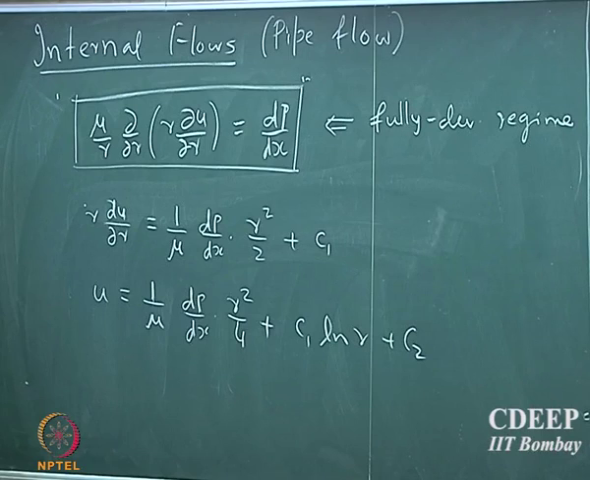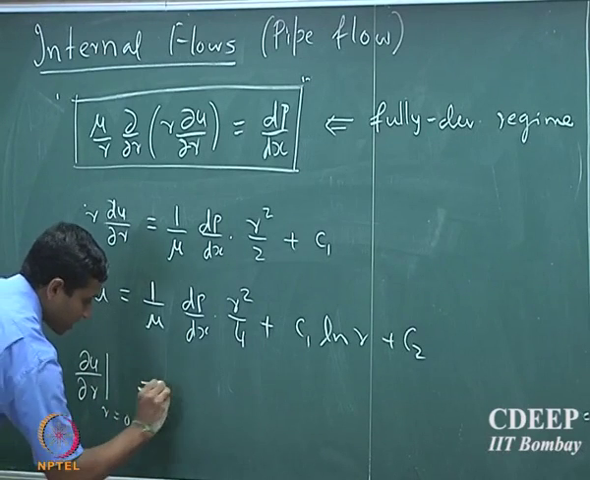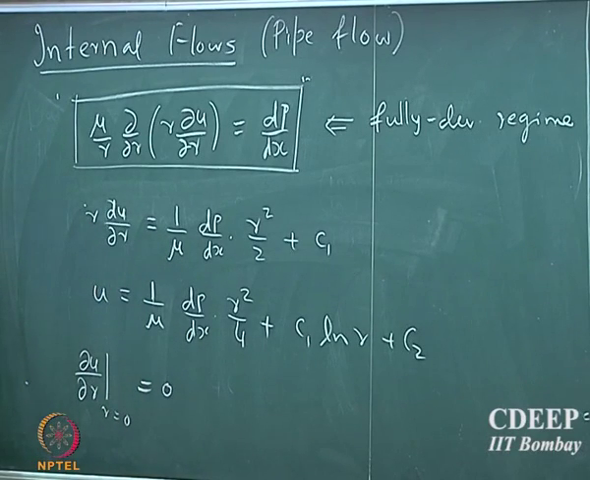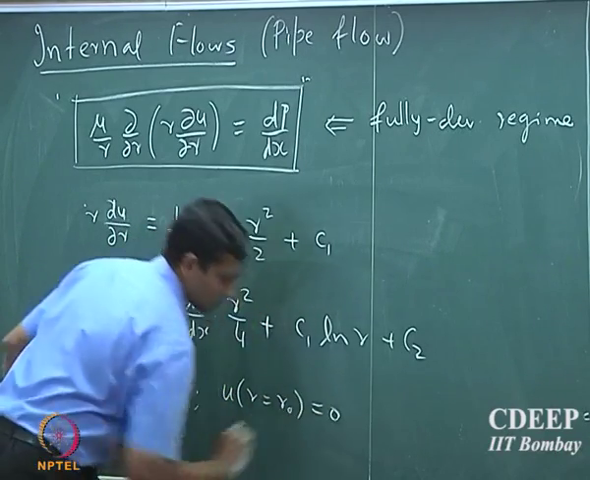R equal to 0, so du by dr at R equal to 0, that's equal to 0 because of the symmetry. Okay, and what about the other boundary condition? u at R equal to R naught is 0.